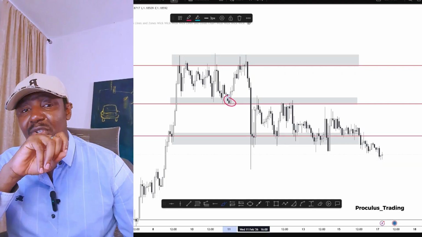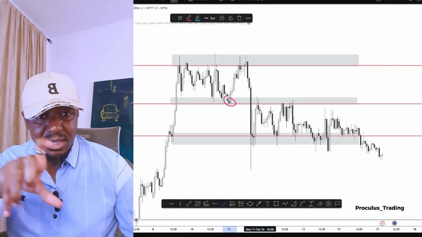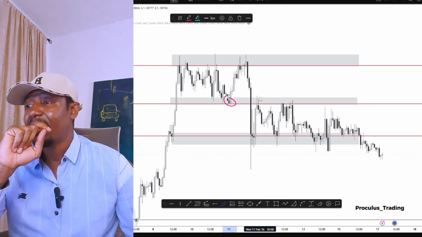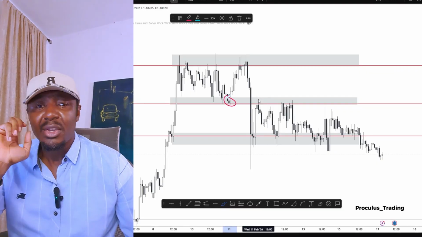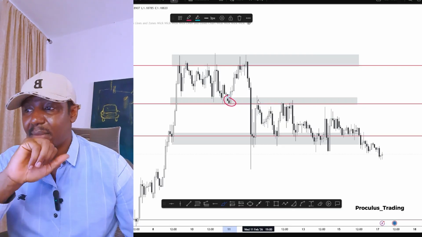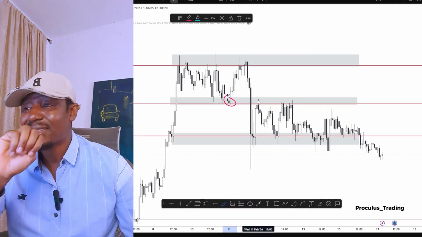So no, I'm not just marking my areas arbitrarily. Okay. At least I'm bringing in some math and calculation into this. And this has helped me a lot over the years in trying to identify better support and resistance. So you need to also try and improve your knowledge on supply and demand. It's going to help you to identify support and resistance easily.